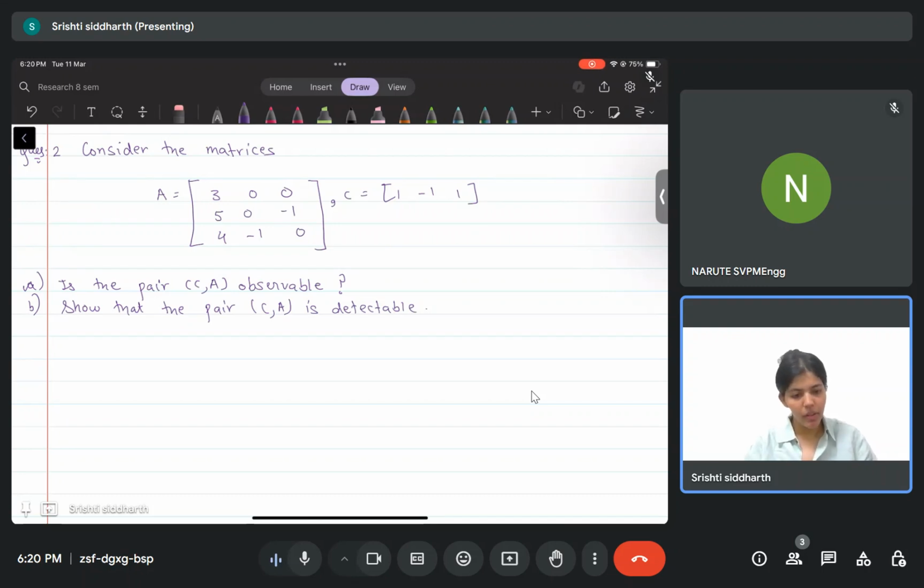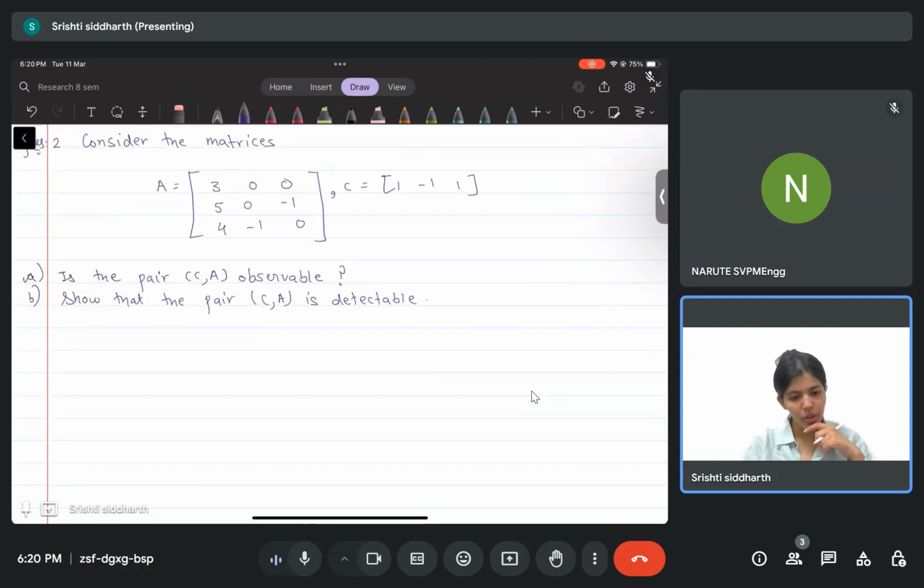Okay, so again we have three states, out of which we will compute the observability matrix. So, answer A: for n equals 3, this is going to be O, arranged in rows: C, CA, CA squared.